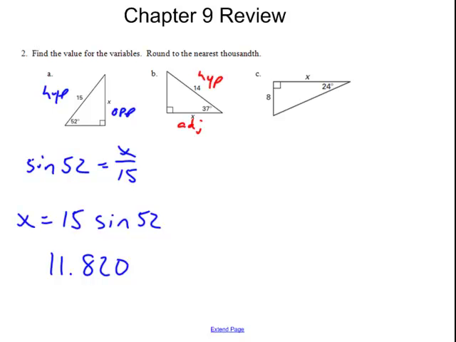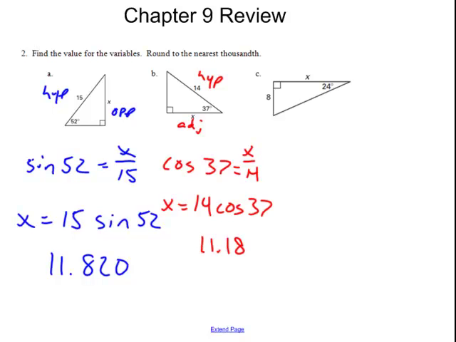For the second one, I'm looking at, compared to x, this is the adjacent and this is the hypotenuse. And so in this particular case, I'm looking at the cosine. The cosine of 37 degrees is equal to x over 14. So x is equal to 14 times the cosine of 37, which is approximately 11.181.